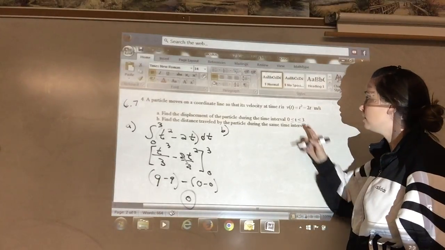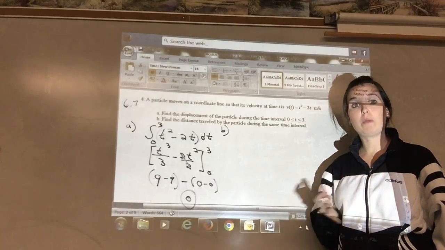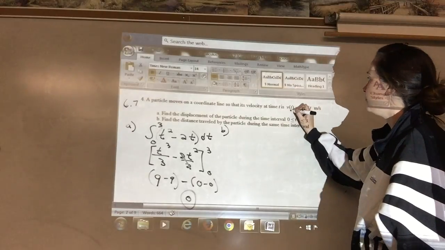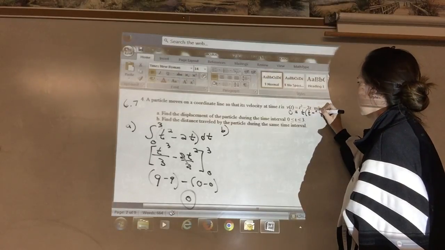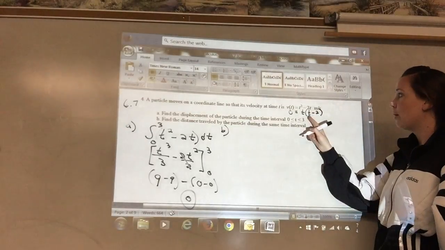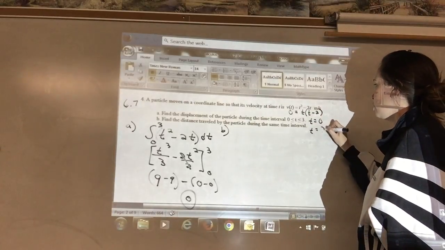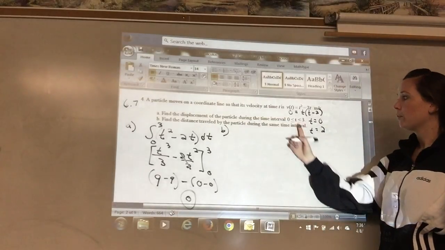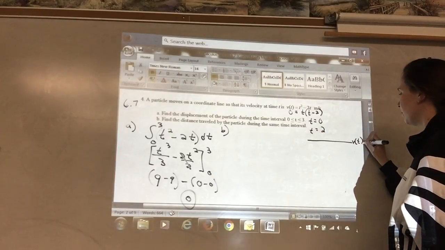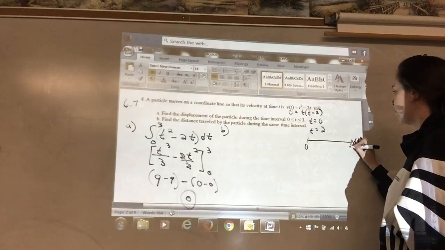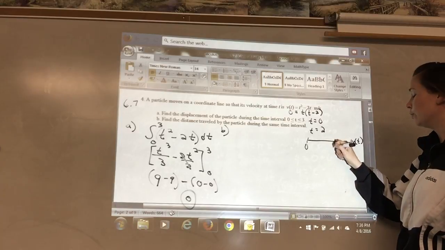So what we do is we say, with this velocity, let's set this equal to 0 to see where we stop, if we stop at all. So let's do that right here. Set your velocity equal to 0 and factor out a t. You can see here that we stop at both t equals 0 and t equals 2. So now we check our interval. We're going from 0 to 3. So on my velocity line, I'm going from 0 to 3, and I stop at 0, one of my endpoints, and I stop at 2.